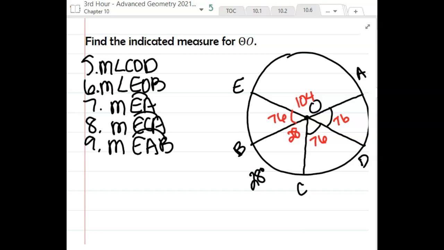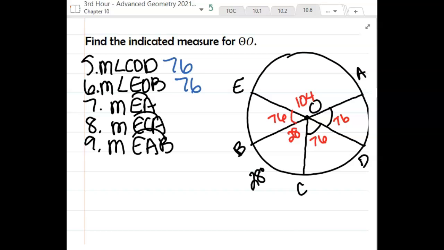So if I start with COD, we have that one labeled. What is the measure of angle COD? 76. What about the measure of angle EOB? EOB, also 76. Okay, so those are angle measures. Now we're talking about arcs. So the measure of arc EA.